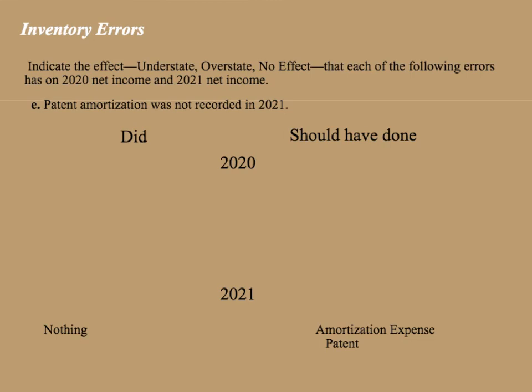Patent amortization was not recorded in 2021. So 2020 is not affected because it happened in 2021. And we should have recorded amortization expense, and expenses should have gone up, but we forgot to do that. So as a result, my expenses are too low, understated. So we didn't increase the expense. And net income will be overstated for that particular year.